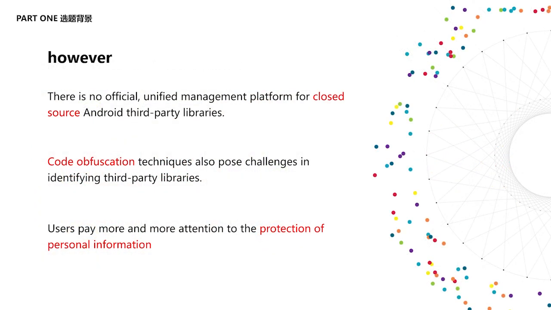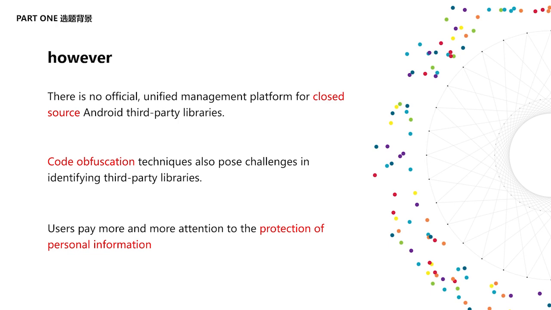However, there is no official unified management platform for closed-source Android third-party libraries. Besides, code obfuscation techniques also bring challenges to detecting TPLs. Nowadays, users pay more and more attention to the protection of personal information, so it's important to detect the TPLs in apps and perform privacy analysis.